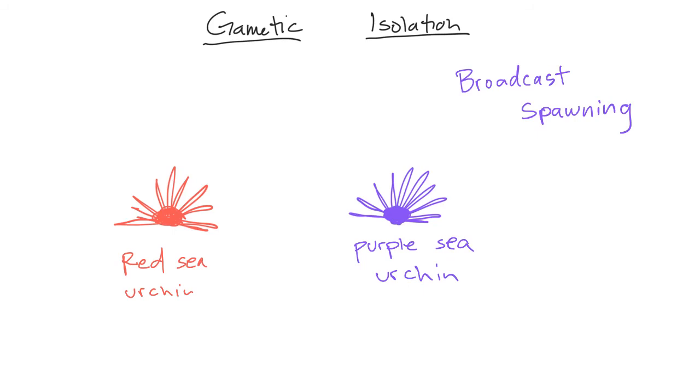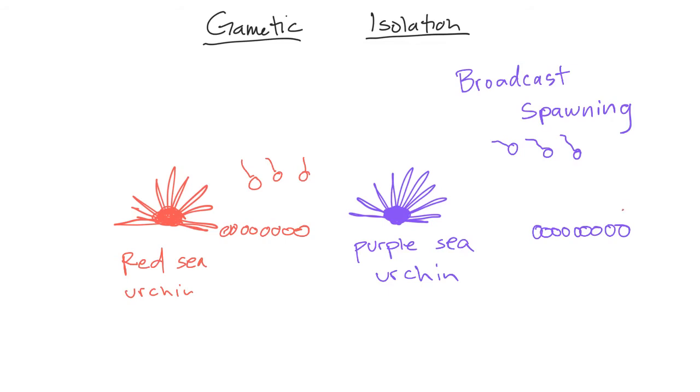Okay, and so all that happens is a female lays a bunch of eggs out here in the middle of the ocean. The male squirts out a bunch of sperm in the ocean, and they find each other and fertilize. But the red sea urchin is doing the same thing. So it's making all these red eggs and red sperm.